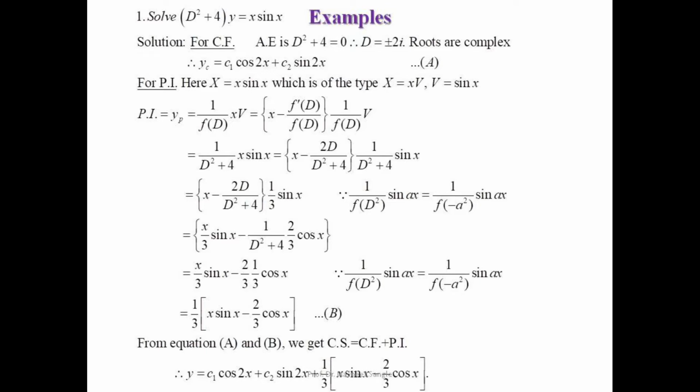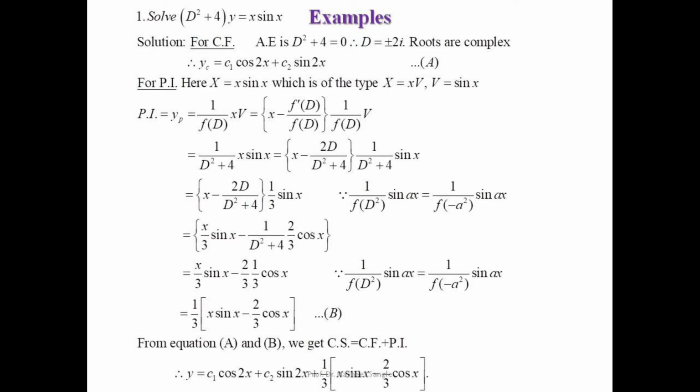Then we know the formula for finding the complementary function when roots are complex. So yc, that means the complementary function, is equal to e raised to alpha x, where the alpha value is 0, so that value is 1, into in bracket c1 cos of 2x plus c2 sine of 2x. So this is the value of the complementary function. Now for obtaining the second solution, the particular integral.